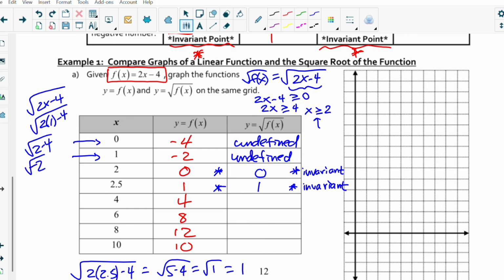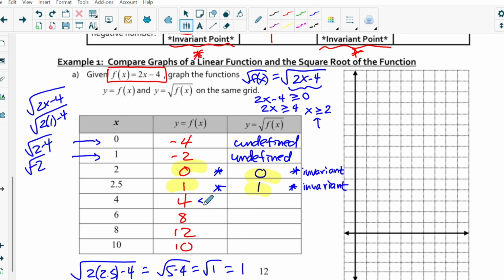Remember we said the invariant points occur where y is equal to 0 and y is equal to 1. So I'm going to highlight that because those are special points here. Okay, so 2 invariant points. Let's keep going. So 4 and 4.